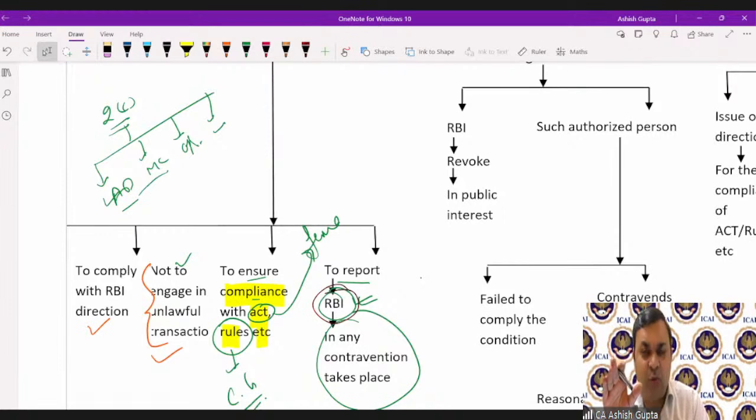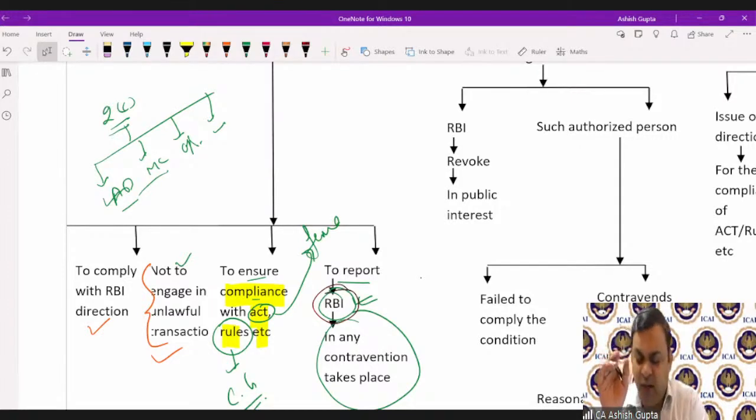Is there any doubt in the duties part? Duties of authorized person are clear.